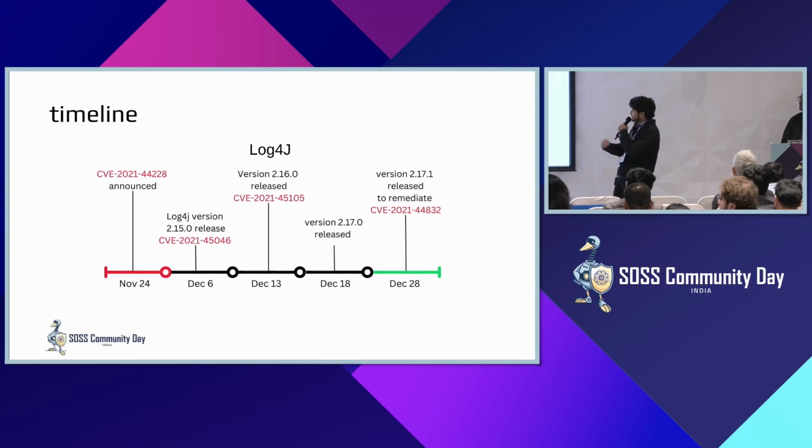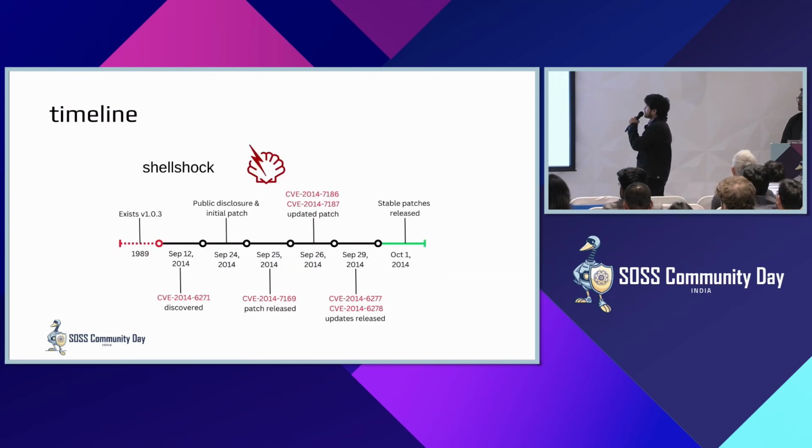So let's look at another zero-day vulnerability, which is Shellshock. It existed from the 1.0.3 version of the kernel, but it was discovered in 2014, and it took almost the same time, almost 4 weeks, to have its stable patch released.